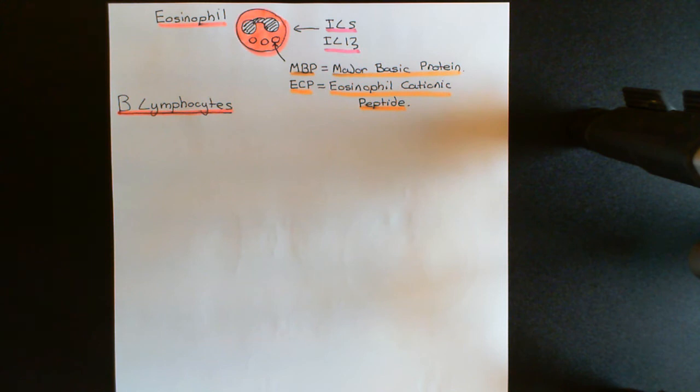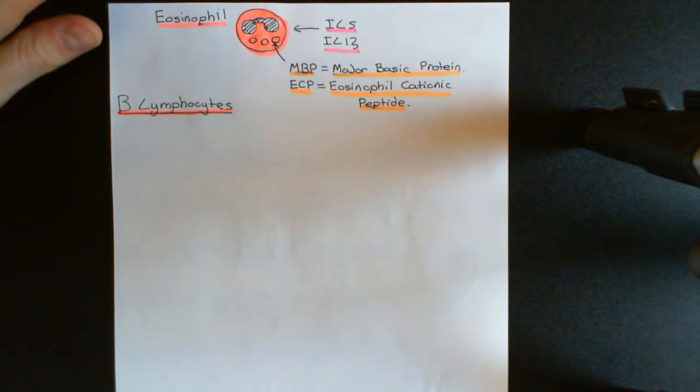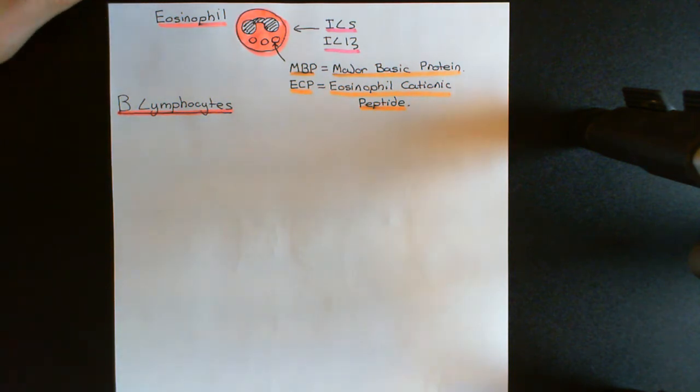Okay, so in this video what we're going to begin looking at is B lymphocytes, and I want to discuss the same things for B lymphocytes as we did for T lymphocytes. Specifically, I want to look at the production of B lymphocytes because I think this is necessary for a complete understanding of how the adaptive immune system works. Okay, so the production then of B lymphocytes.